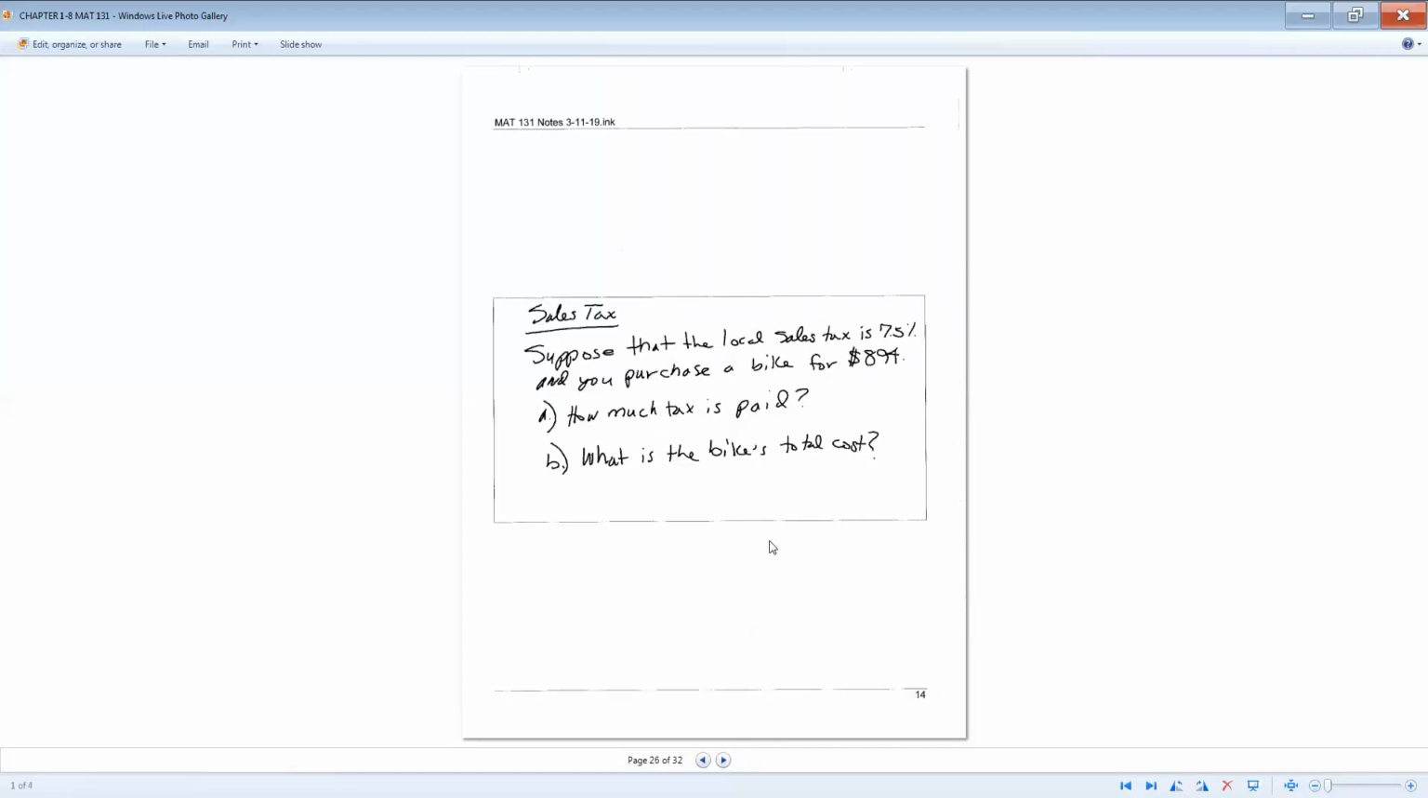All right, sales tax problem. Suppose that the local sales tax is 7.5%, and you purchase a bike for $894. First, how much is the tax? How much tax is paid? Then, what is the bike's total cost?